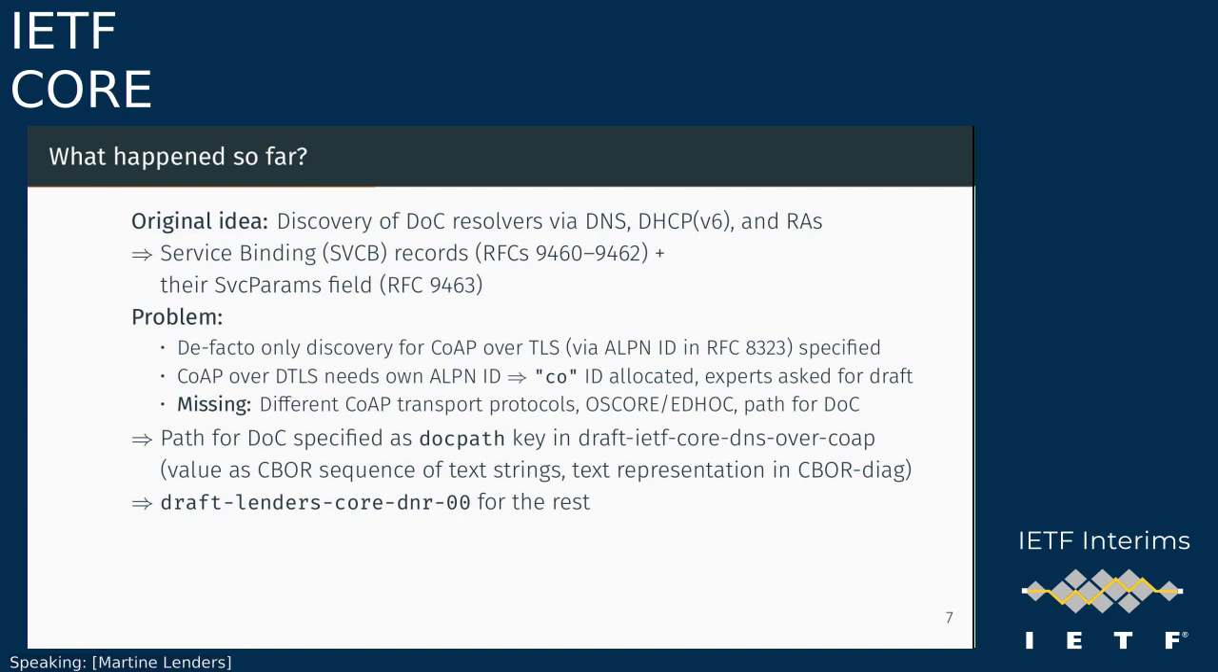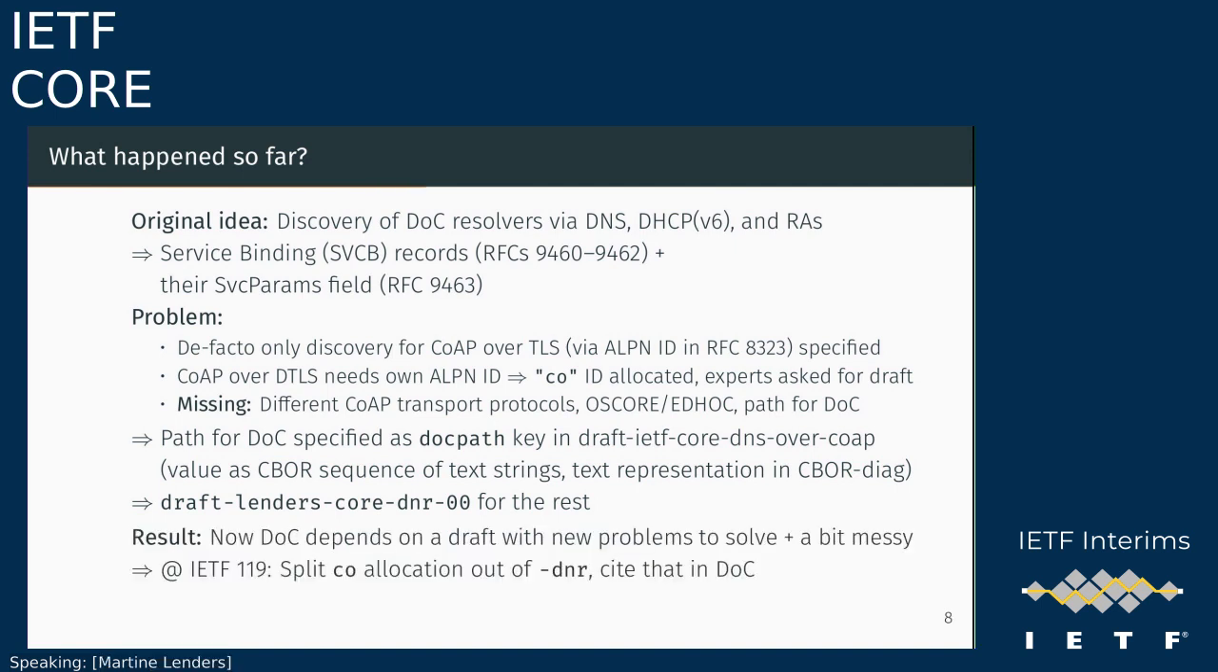For the rest, we went the route to first go with this DNR draft we wrote for IETF 119, but there was a problem that we have now a DNS over CoAP draft that depends as a normative reference on this new draft that tries to solve a lot of new problems, and also it was a bit messy because we basically do it backwards, because DNS over CoAP is just one use case for this type of service discoveries.